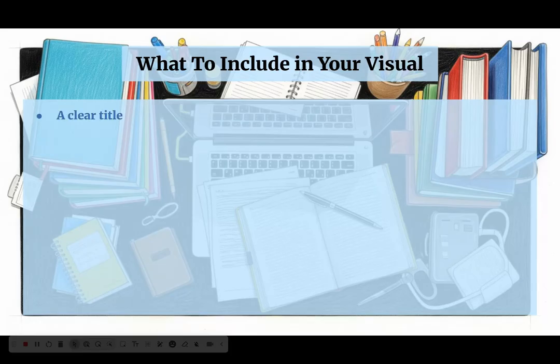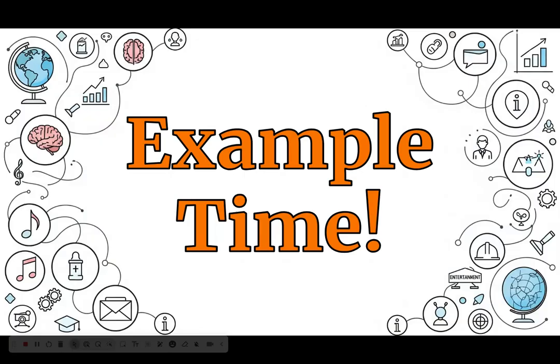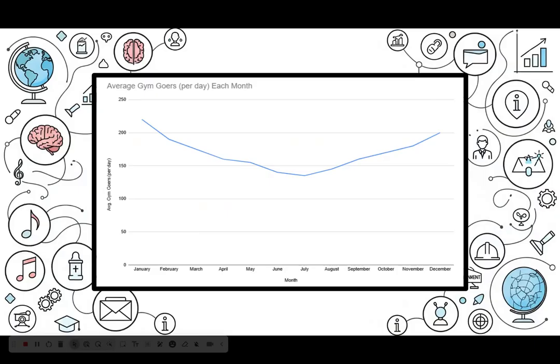And then when you create your visual, please make sure you have a clear title, that you have labels and captions, a legend or key if needed, a source or citation of where you got your facts, so you're giving credit where credit's due, accurate data, and a good visual design. So let's look at an example both of interpreting data and then creating data.